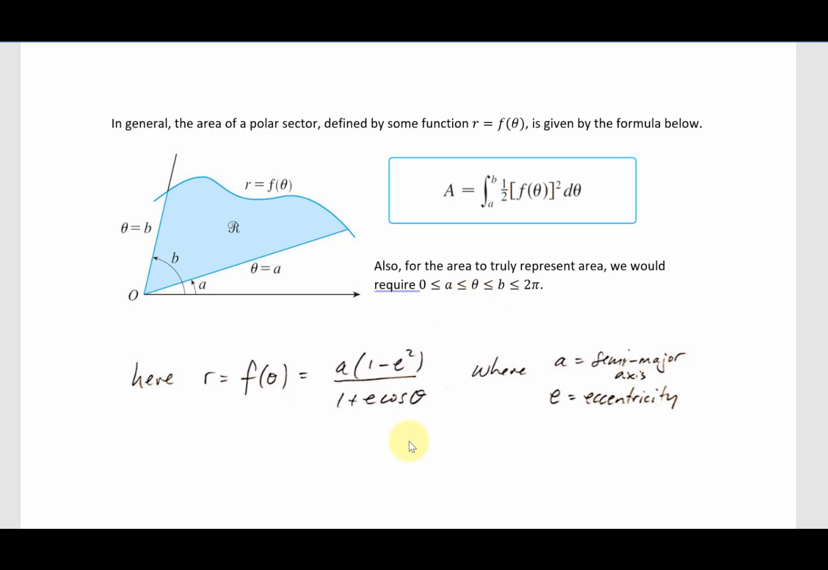And of course, if we're talking about an elliptical orbit in polar form, then the function that we're integrating is this function here, where A is the semi-major axis and E is the eccentricity, and the angle theta is what we call the true anomaly. It's the angle drawn from the focus of the ellipse at the center of the primary body out to the object that's orbiting.